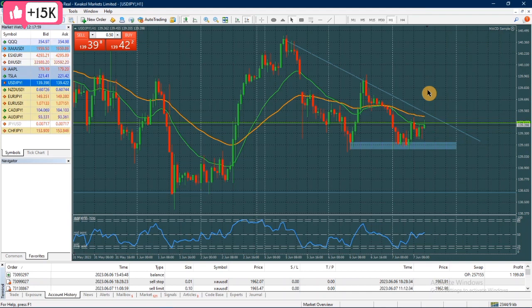If you're trading USD JPY, New Zealand USD, USD CHF, and so on, you can apply this. The only one you don't have to apply this strategy to is USD Canada. USD Canada does have a similar movement, so you don't have to apply this strategy on it.